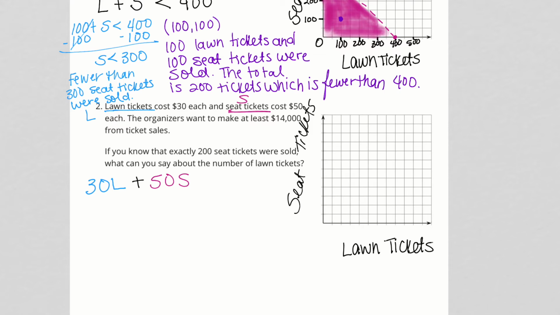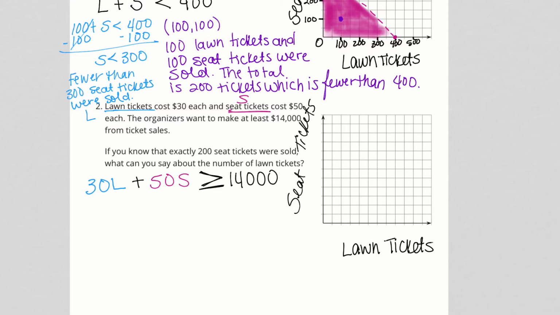And then we are going to say we want to make at least $14,000, right? Is my inequality going to eat the 14,000, or is it going to eat the L plus S side? The L plus S, because we want to make at least 14,000. We want to make more than that. Do we want it to be greater than or equal to? Why? Because they make at least. So we can make 14,000, right? All right.